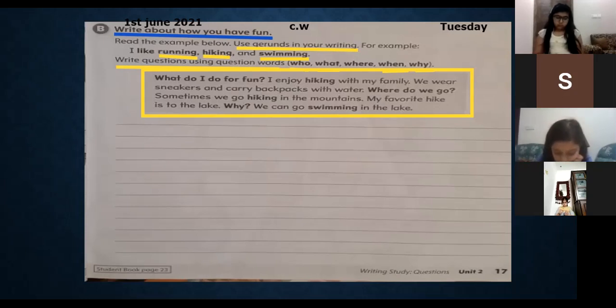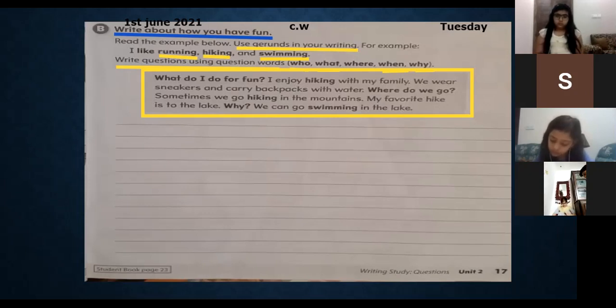We wear sneakers and carry backpacks with water. This is what they do when they go hiking. Of course, when you're going hiking, you cannot go without taking things along. You need to have a proper backpack with you. Suppose you need some water, suppose you're thirsty because you're hiking, you get thirsty as well.